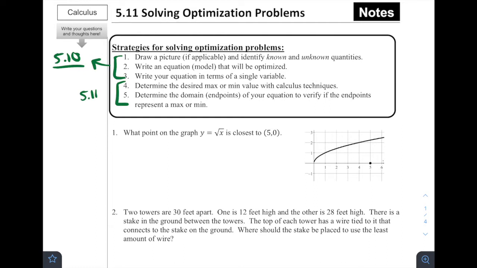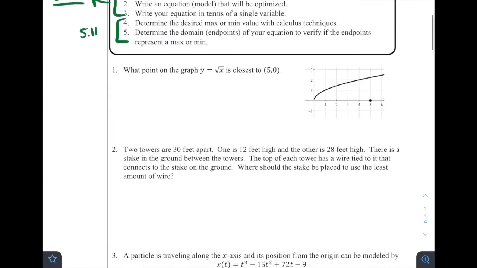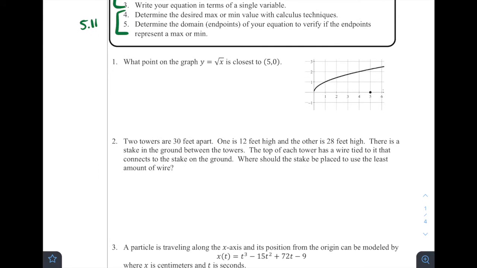So what we're going to do is go through a handful of problems that we started on our previous lesson. The first one was this problem that says what point on the graph of y equals the square root of x is closest to (5, 0). Now again, if we're trying to think about the distance, maybe we're saying it's somewhere over here, but if we want to find the precise value that's the closest, we're going to want to use these optimization techniques.